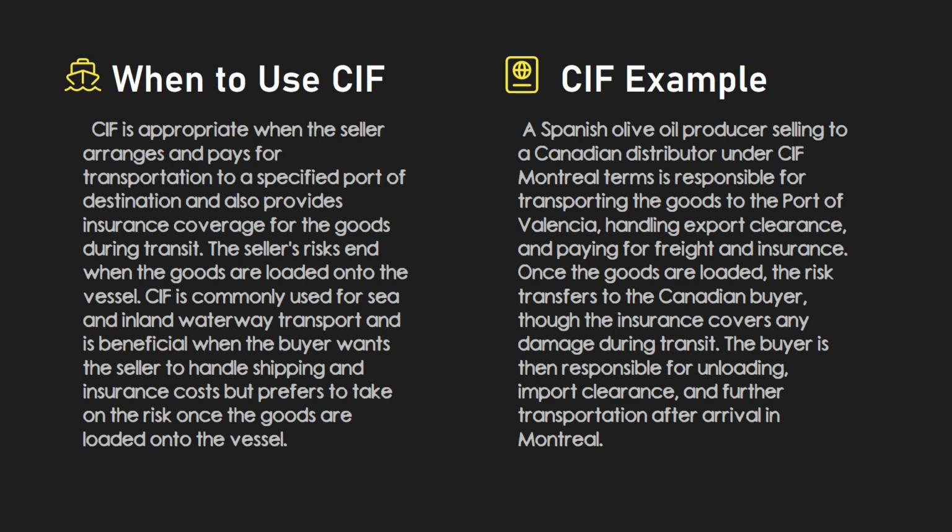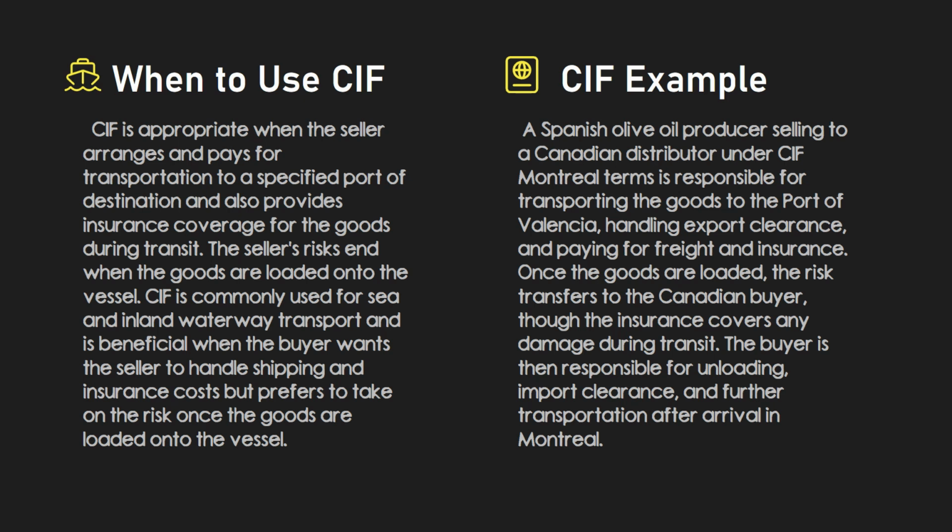CIF, cost, insurance, and freight, is ideal when the seller arranges and pays for transportation to a designated port and provides insurance for the goods during transit. When the goods are loaded onto the vessel, the risk transfers to the buyer. This term is commonly used for sea and inland waterway transport and benefits buyers who prefer the seller to handle both shipping and insurance costs, but are willing to assume the risk after the goods are loaded.